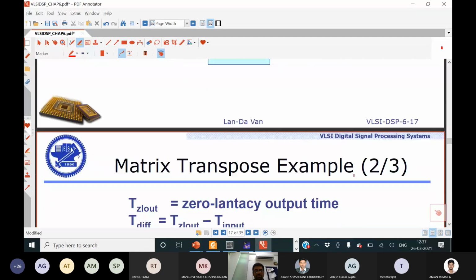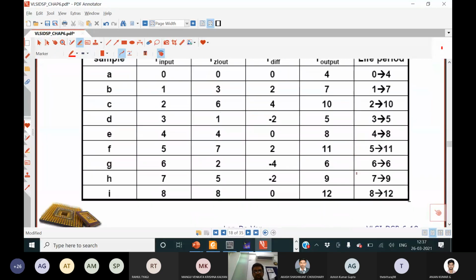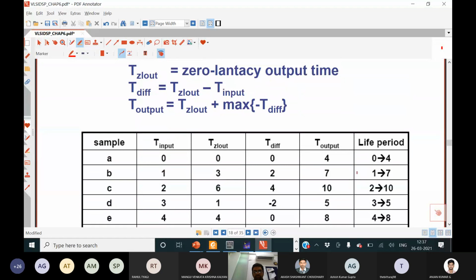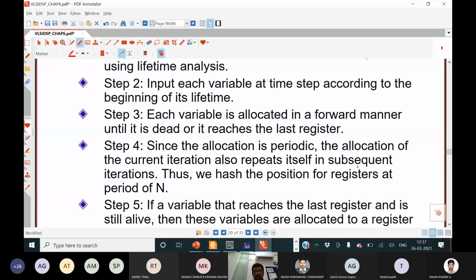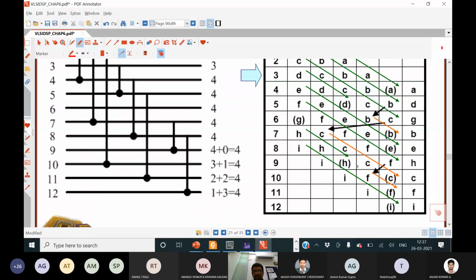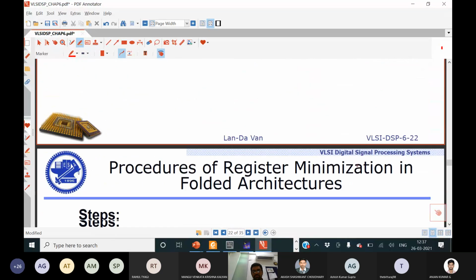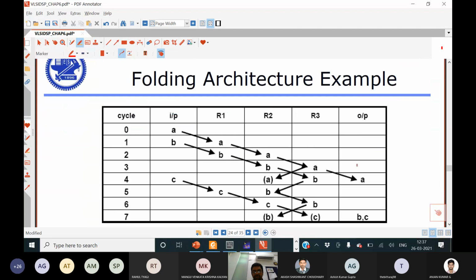Okay. Now, I think this example maybe, let me go to now register minimization technique for what we have seen.